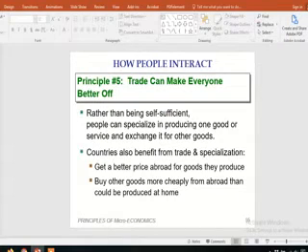Principle number 5: trade can make everyone better off. Rather than being self-sufficient, people can specialize in producing one good or service and exchange it for other goods. Countries also benefit from trade and specialization, getting a better price abroad for goods they produce, and buying other goods more cheaply from abroad than could be produced at home. This is the core crux of principle number 5, how people interact through trade. Under trade, everyone can be better off instead of being self-sufficient in each and every good.